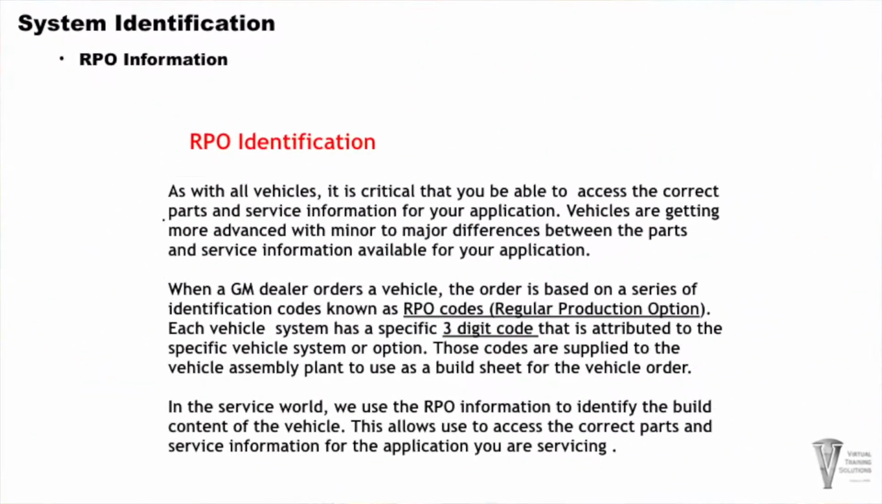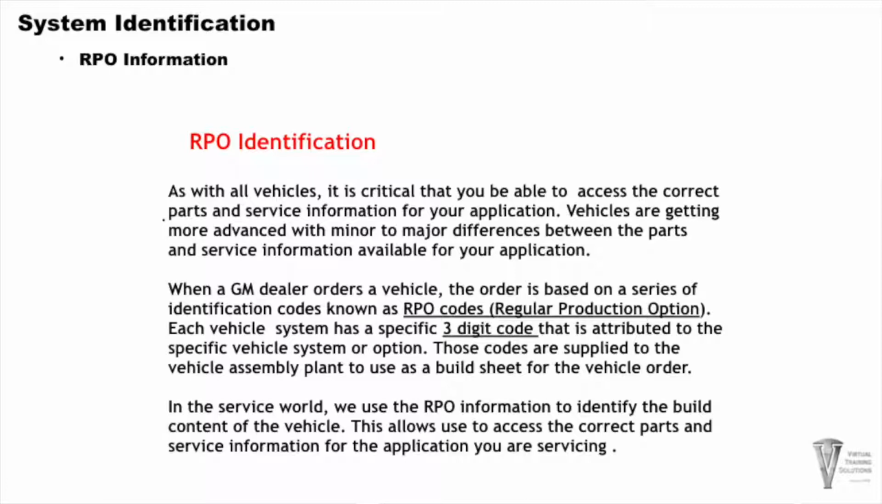GM vehicles all have a sticker on board the vehicle itself, which is known as an RPO sticker, sometimes also referred to as a SPID sticker, Service Parts Identification Sticker. RPO stands for Regular Production Option. Either term is interchanged with each other, both basically mean the same thing.